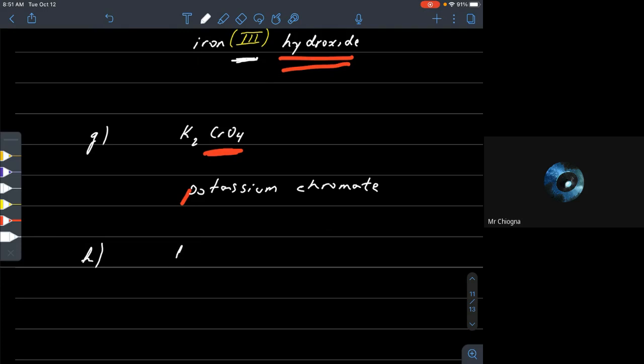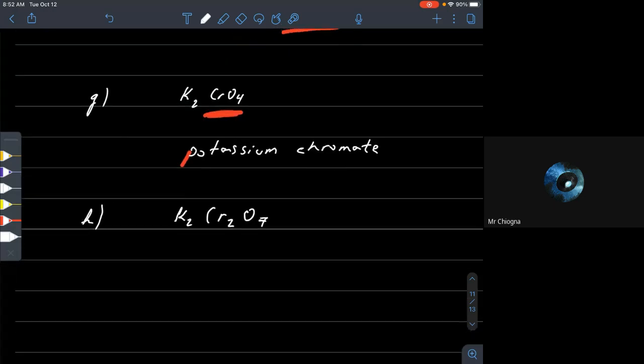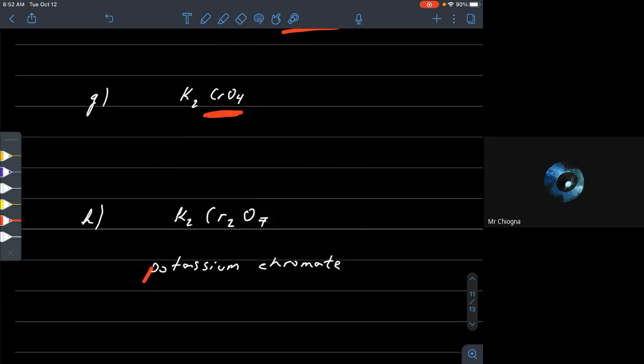Next one, similar, K2Cr2O7. That's dichromate. This is a 7 here. So, talk about lazy. Watch this. Does this work? Mr. C, you're so lazy. Yeah, today's a lazy day. Put a di in front. Potassium dichromate. That's your dichromate here. Di meaning 2. So there's 2 chromium as opposed to 1 here.